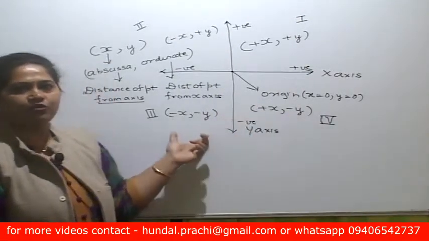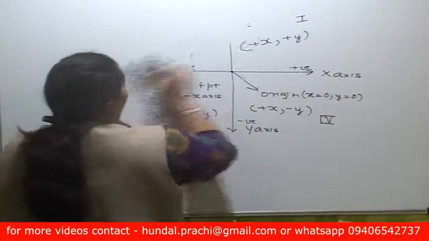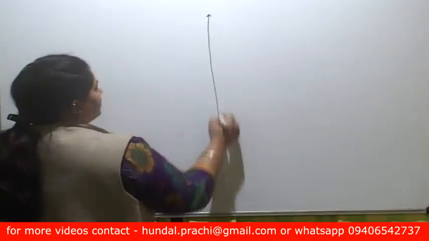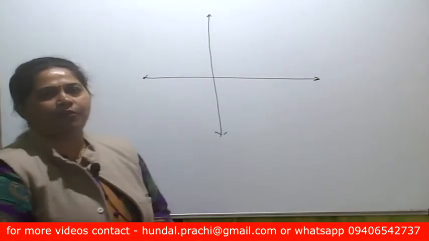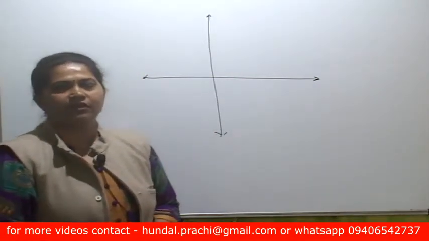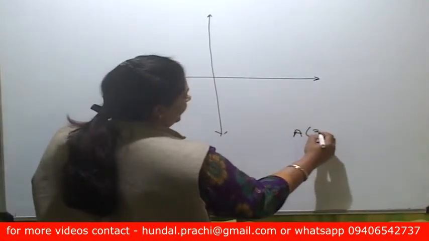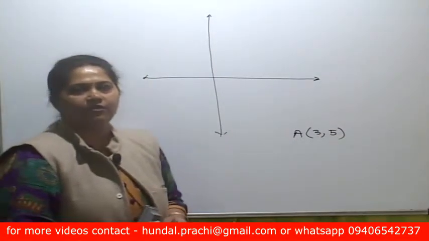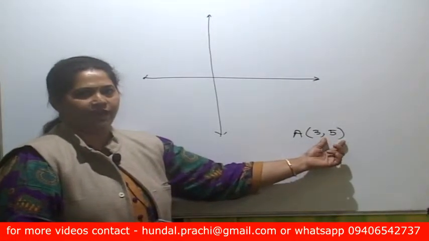I hope this is clear to everyone. Now I will tell you how to locate the points. I just told you that the x coordinate means the distance of the point from the y axis. So suppose we are given any point, and keep this in mind that the point to be represented is always written in capital letters. So suppose you have to represent a point A whose coordinates are 3 and 5. Now point A has coordinates 3 and 5, that is, the x coordinate is 3 whereas the y coordinate is 5.